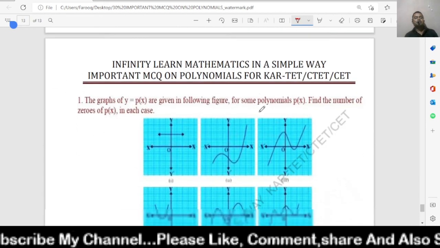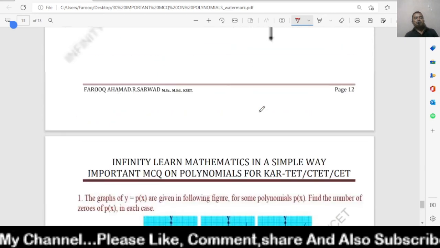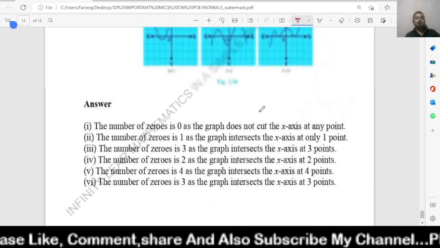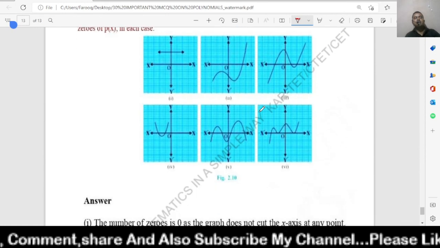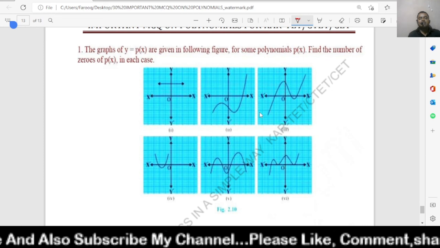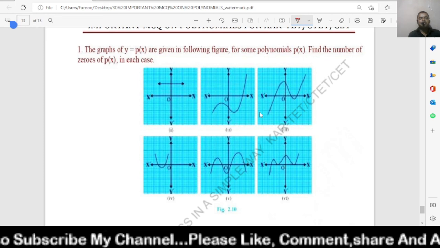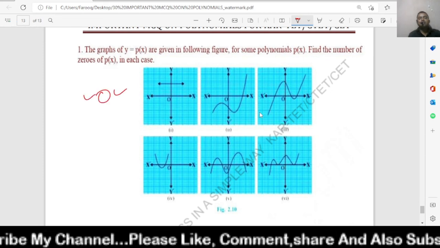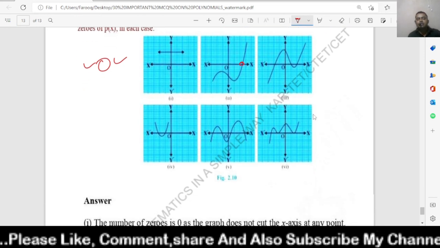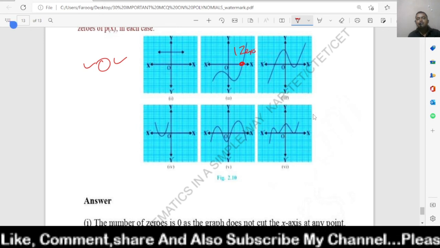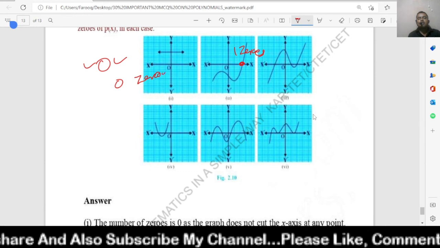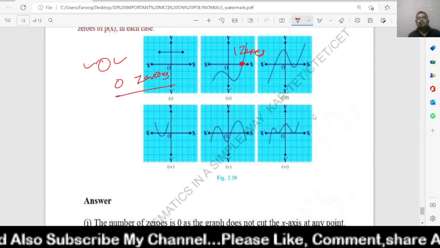Now next, the graph of p of x. Last one. The graph of p of x. See here, observe the graph and find the zeros. Since the graph cuts the Y-axis, its zero is 0. In the second one, it cuts at only 1 point because it has only 1 zero. Here 0 zeros of polynomial. Here 1 zero because it cuts the x-axis at only 1 point.